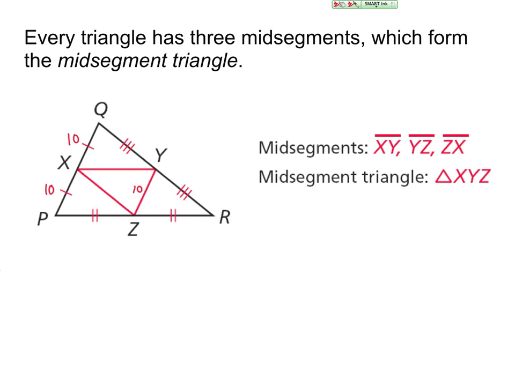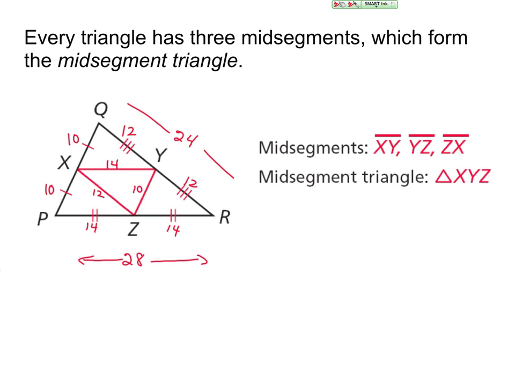If this whole side is 28, how long's PZ? How long's ZR? How long's the mid segment that it's parallel to? Half of 28, which is 14. What if this mid segment is 12? This whole thing would be 24, which makes 12, 12. Compare those little triangles.